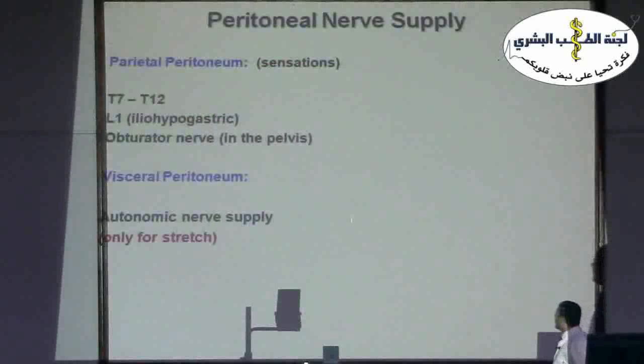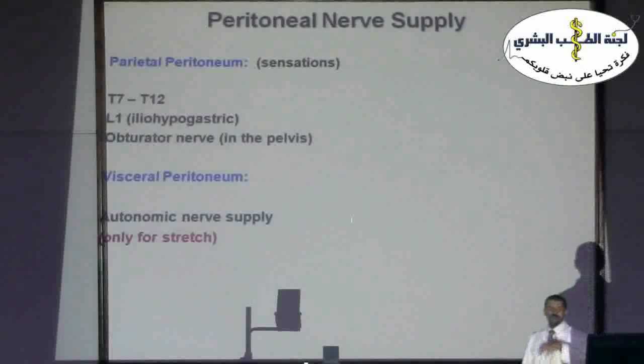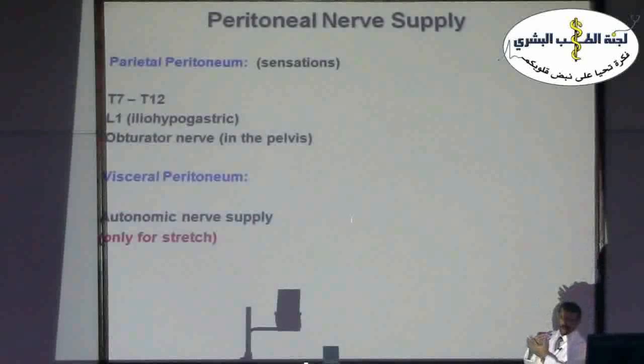Now, peritoneal nerve supply is important. Remember, we have parietal, we have visceral. Parietal is an attachment to the abdominal wall. So the innervation to the parietal peritoneum is the same innervation to the abdominal wall. So it's usually somatic.